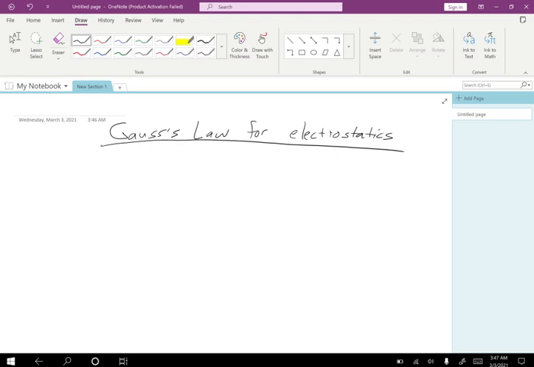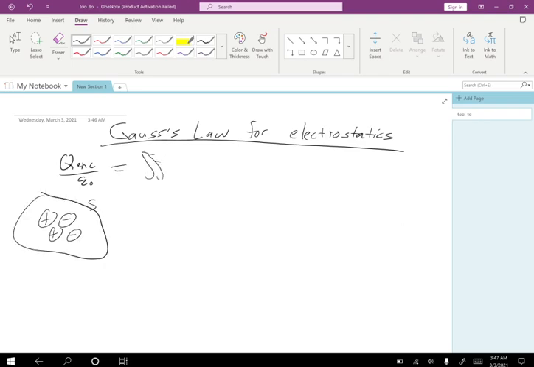Okay, the first physical law I want to talk about is Gauss's law for electrostatics, and this is of the form: the charge enclosed by some region, the total charge, is equal to the surface integral over that region of the electric field.